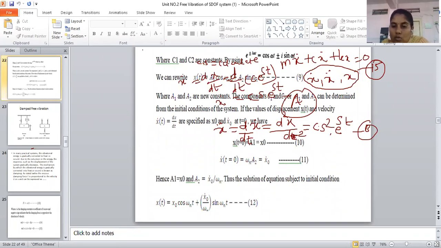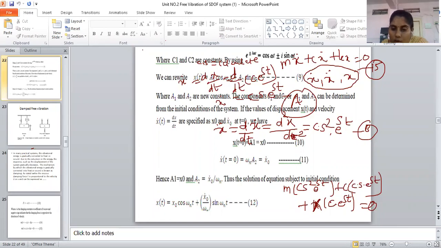So how to put these two values? You can write directly m into x double dot. The value of x double dot is c into s square into e raised to st, that is the first term, plus c into x dot. The value of x dot is c into s into e raised to st, and plus k into x. The value of x is c into e raised to st, and it is equal to 0.